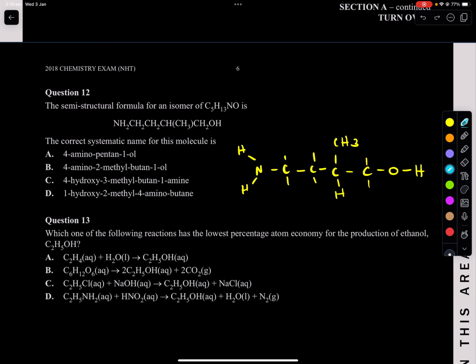So how many? Well, we're going to start from the highest priority, which is the alcohol. So 1, 2, 3, and 4. So it's going to be butan-1-ol, because this occurs at the first carbon. Which one has that? Well, only B actually looks like it has butan-1-ol. The other one has pentan-1-ol, that's wrong. This one has butan-1-amine, absolutely wrong. And this one is too much, rubbish. So B.